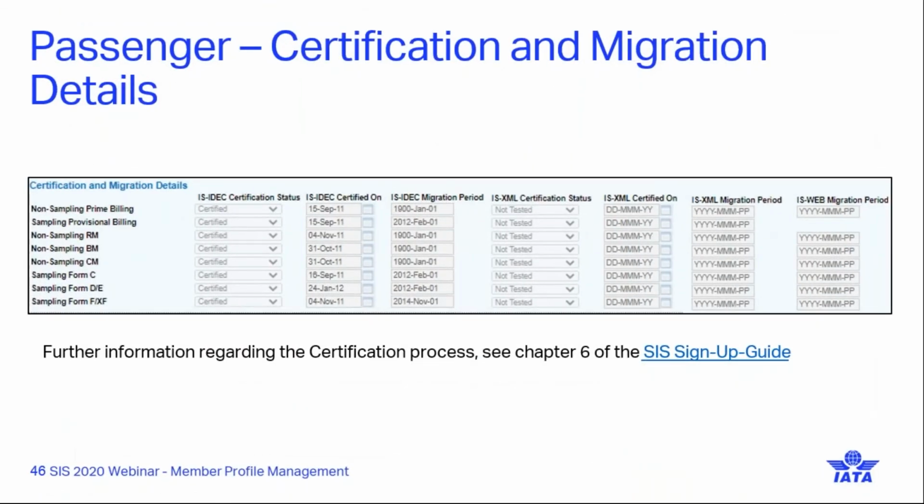Moving on, we look at certification and migration details. Here, there are 8 different transaction types and 2 different file formats. If you wish to be certified for something which you are not already certified for, testing must be done via Sandbox using IANet. If you wish to learn more about the certification process, please see Chapter 6 of the SIS Sign-Up Guide.